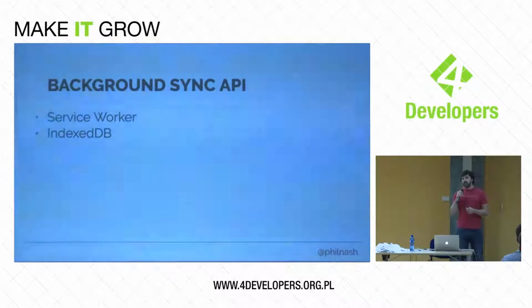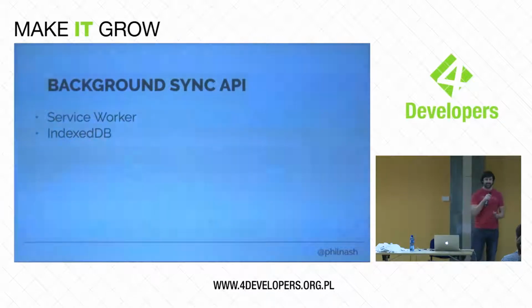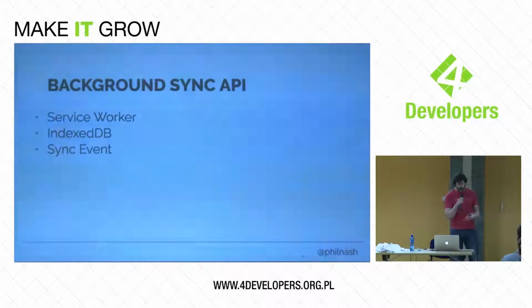I think we need a handle on IndexedDB. If you were in the front-end room earlier this morning, I was talking about how I think IndexedDB is important to offline applications as well. And this is one of those reasons. We'll see how this fits in later. And finally, we get the sync event. This is that addition to the service worker that we're looking for. And I'll explain how it all works.